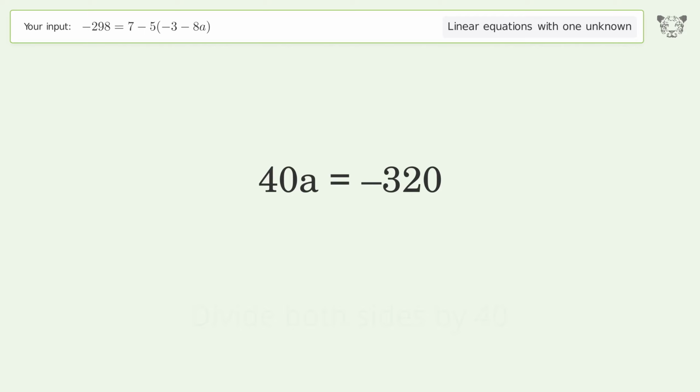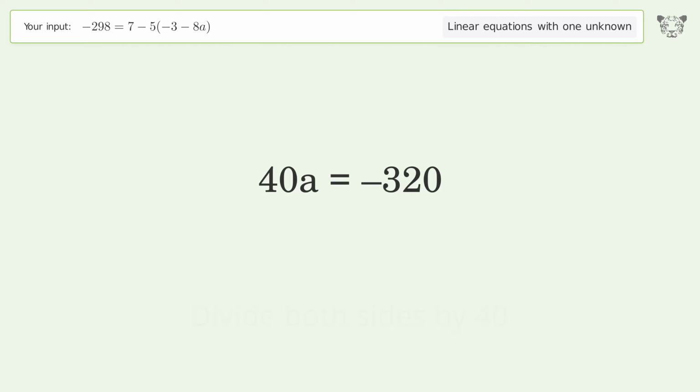You ask Tiger to solve this. It deals with linear equations with one unknown. The final result is a equals -8. Let's solve it step by step. Simplify the expression. Expand the parentheses.